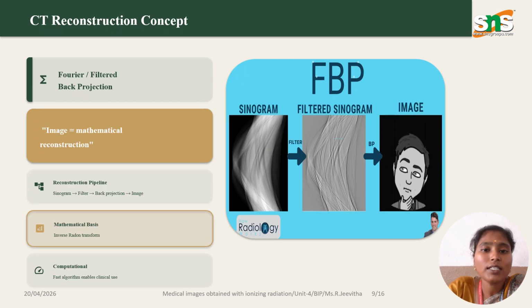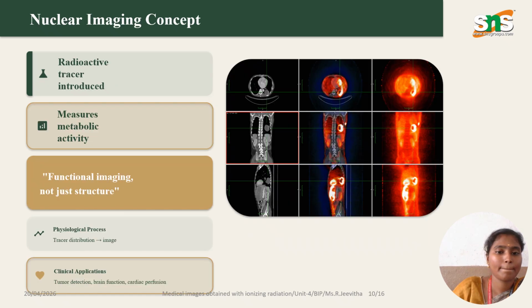Now, how does CT form an image? First, it collects the projections, applies a filter, and back projection is done, then we get the final image. This uses the Fourier transform and the inverse Radon transform. The important idea is that CT images are mathematically reconstructed, not directly captured. That's why powerful computers are required.